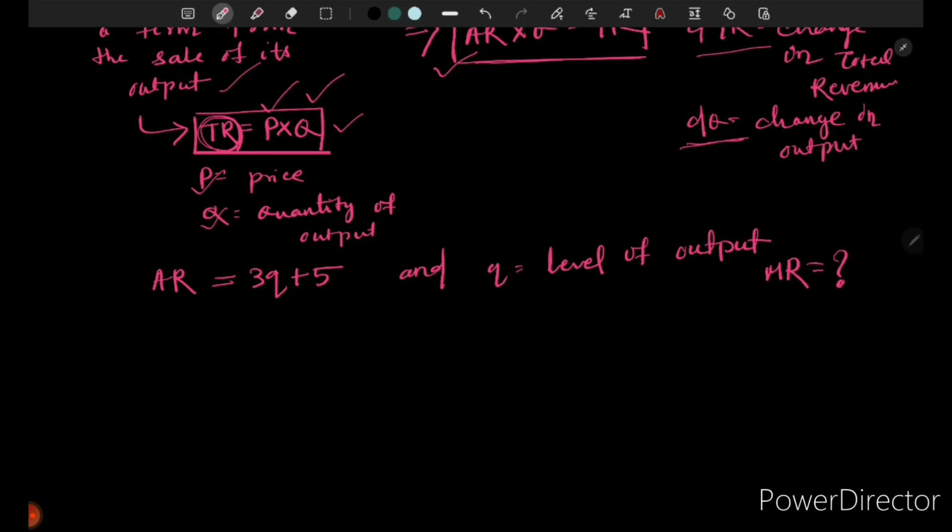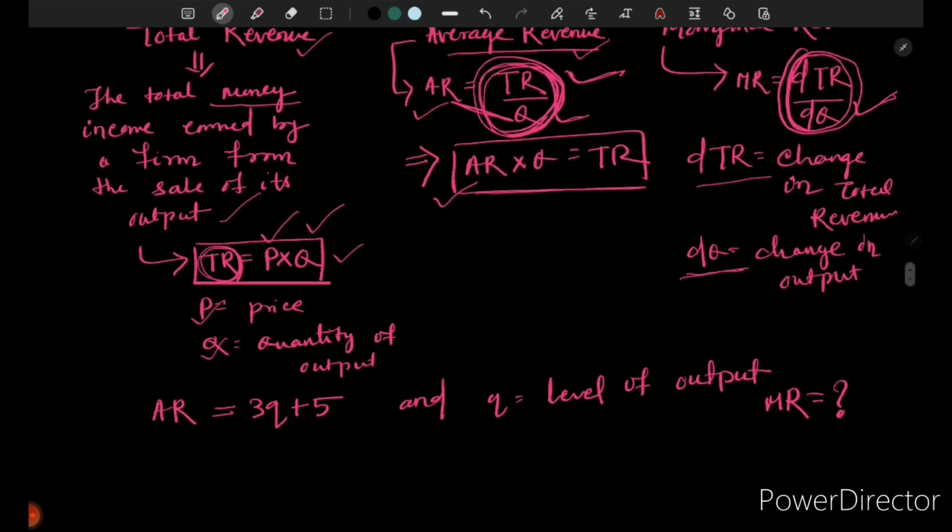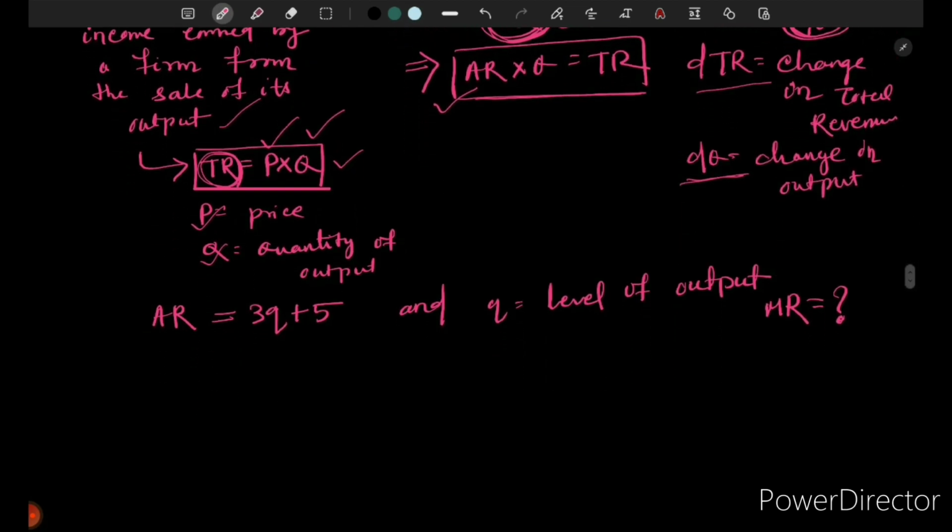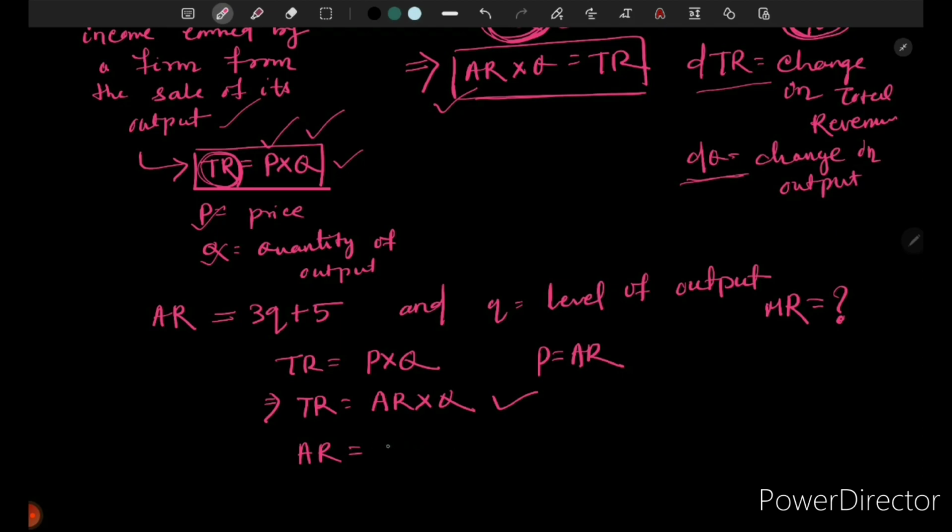Okay, so what are the formulas we actually know? TR equals P into Q, or we can say P equals average revenue. So TR equals AR into Q, one formula, and AR equals TR by Q and MR equals dTR by dQ.